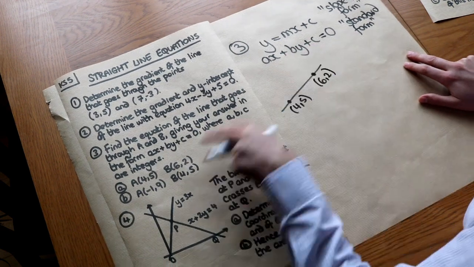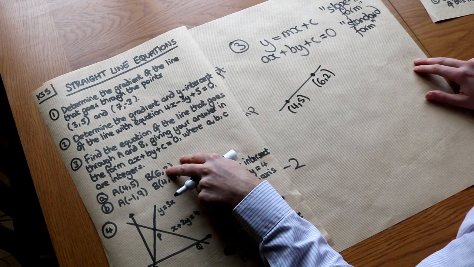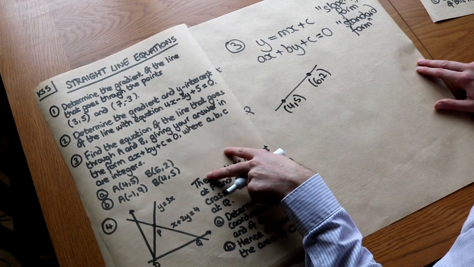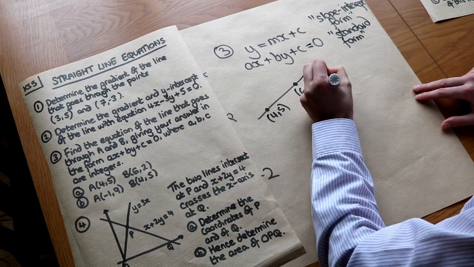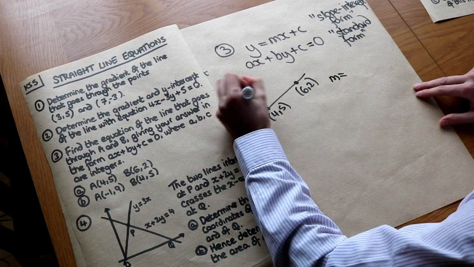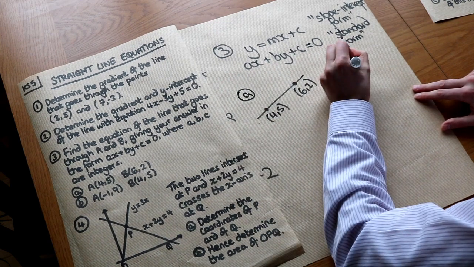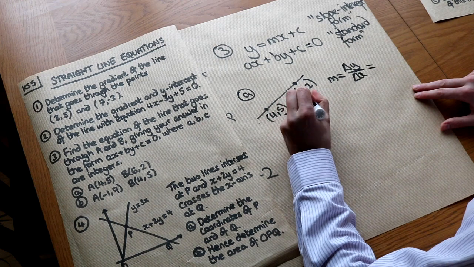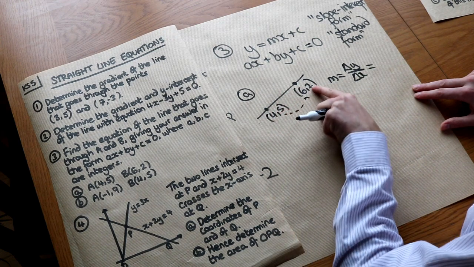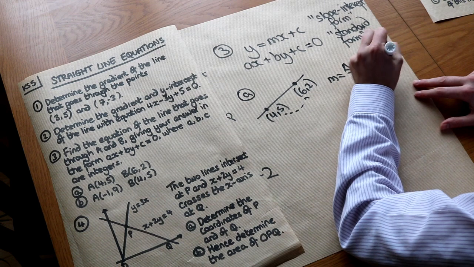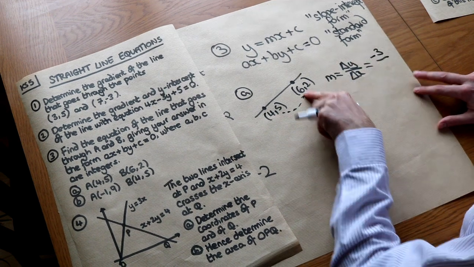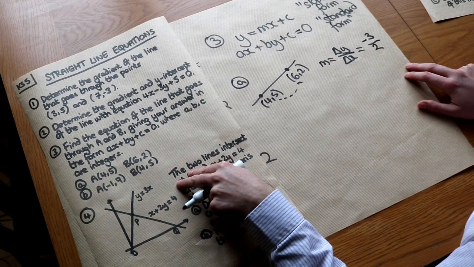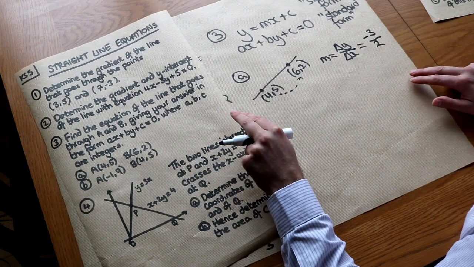Well, we need two things to find the equation of a straight line. We need some point on the line, and we also need the gradient of the line. So let's always find the gradient first. The gradient of this line is just going to be change in y over change in x, just like we used before. Now, if we go from this point to this point, the change in y is 5 to 2, which is minus 3. And the change in x to get from 4 to 6 is 2. So our gradient is minus 3 over 2.